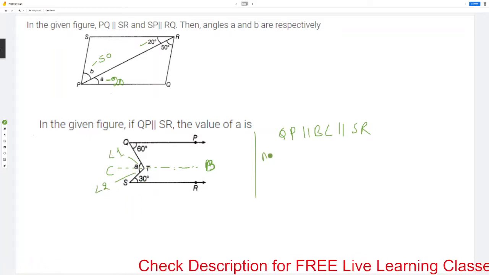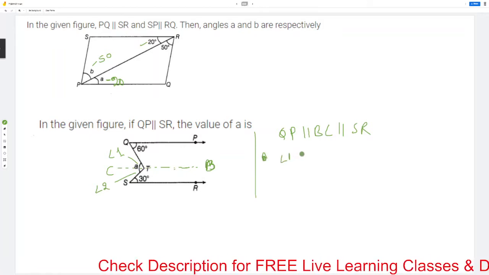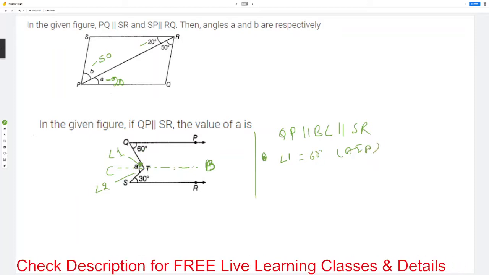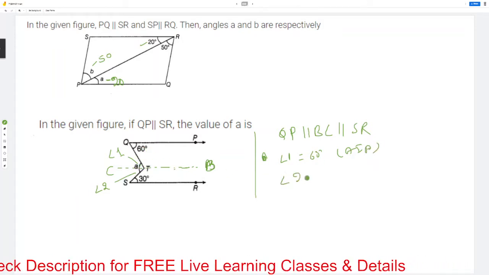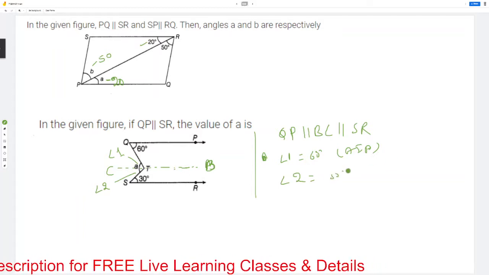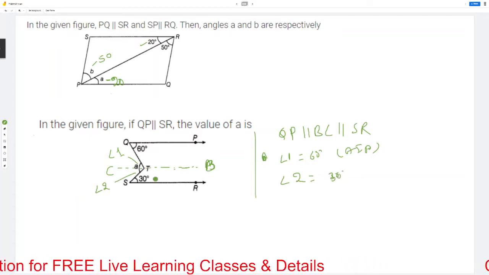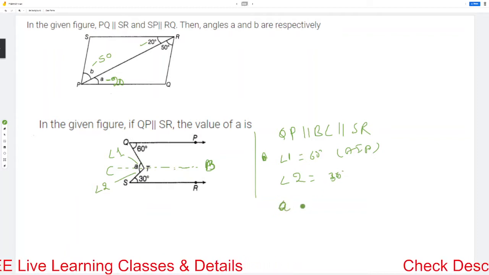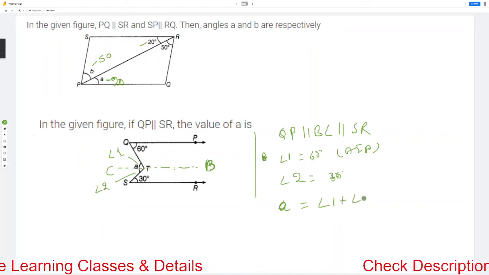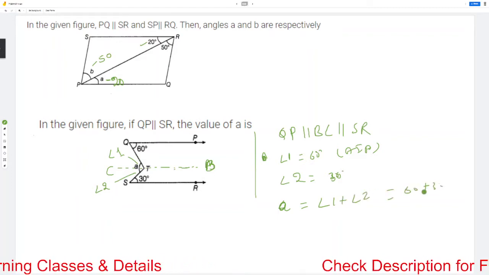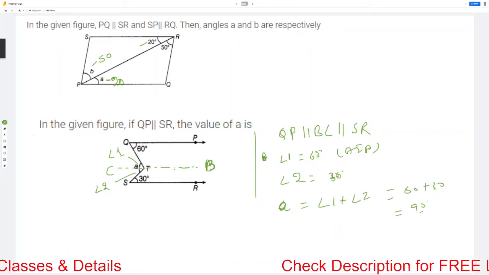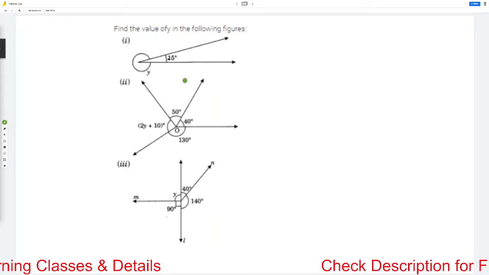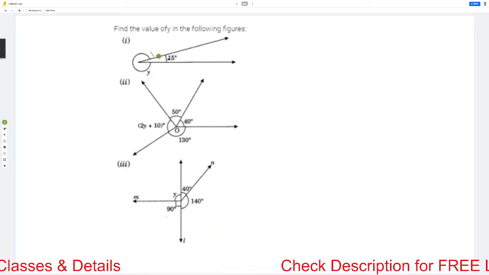According to the figure, angle 1 equals 60 degrees, alternate interior angle. And angle 2 equals what? 30 degrees, because of the alternate interior angle. Now we need to find angle A. It is angle 1 plus angle 2, which equals 60 plus 30, which equals 90 degrees. Answer.